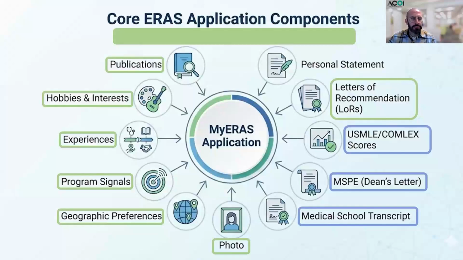In terms of how to get letters, I highly recommend you ask your attendings in advance. On day 1 of the rotation, say, hey, I'm very interested in doing what you do. Would you be able to write me a letter at the end of this rotation? For me, that tells me that this is something you want to do. I can pay a little bit more attention, write down some specifics, take notes on you throughout the month. That way I can write a much more robust letter of recommendation.